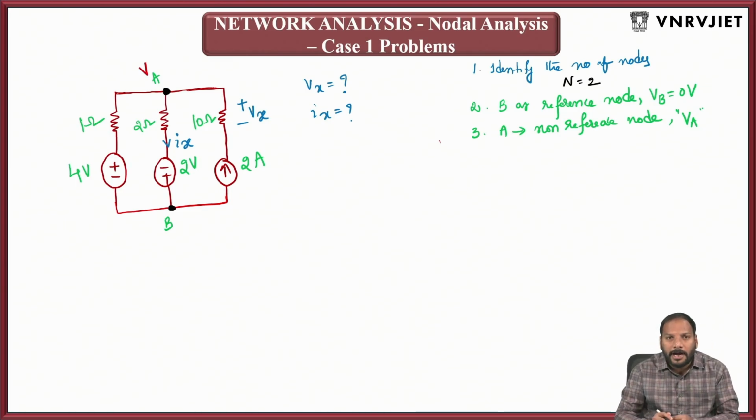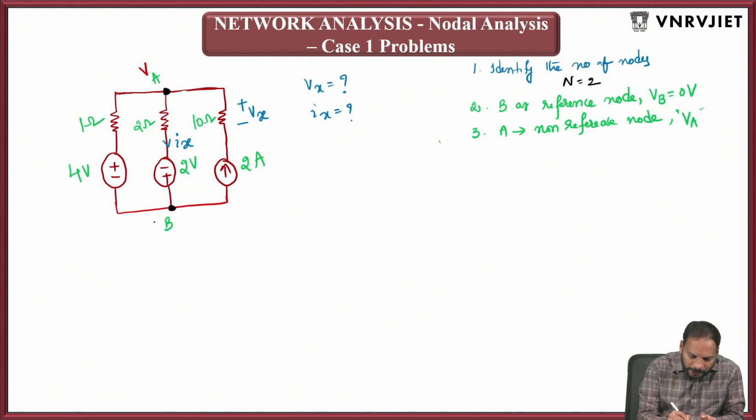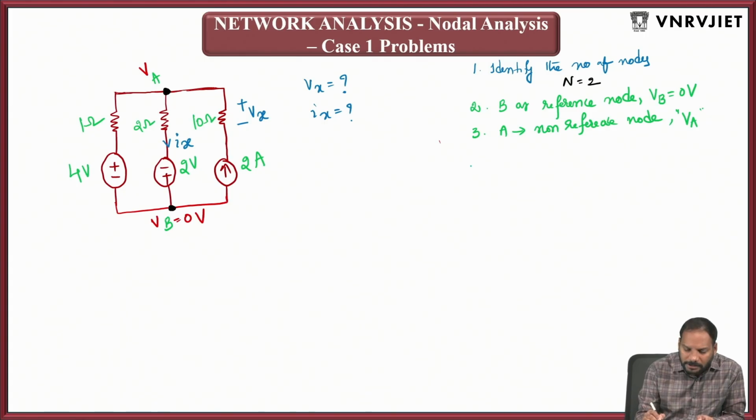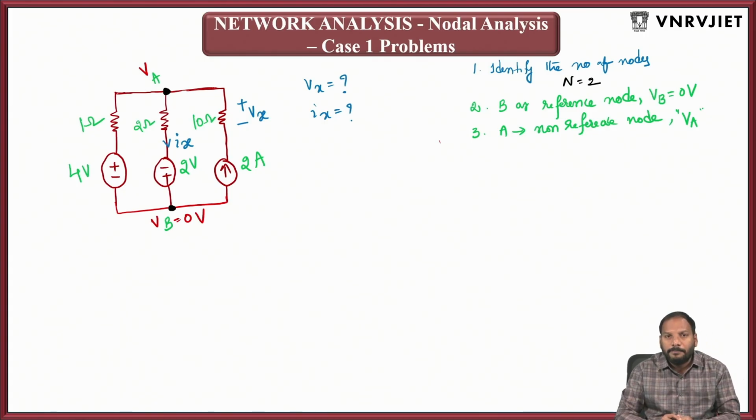So two points are done. I have identified the nodes, the non-reference node, and the reference node, and named the potentials VA and VB, with VB considered 0 volts. Before going ahead, one important thing is to fix the branch currents. If you look at the circuit, you will have trouble with Vx and Ix.